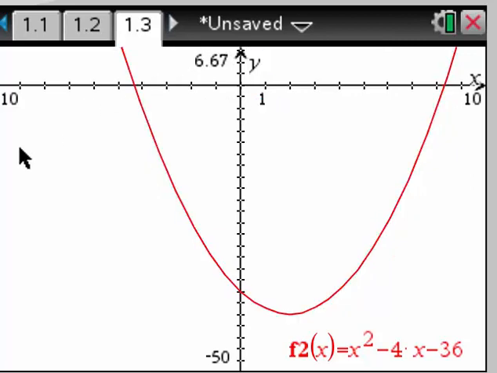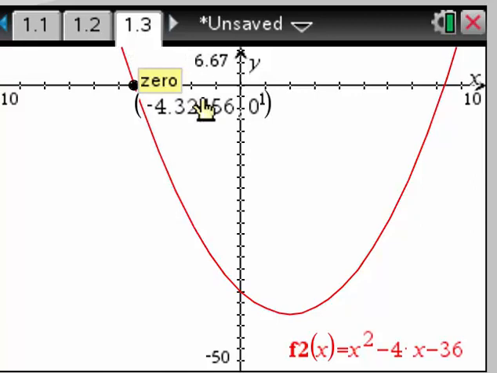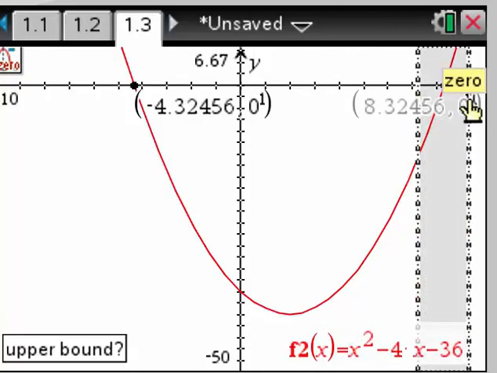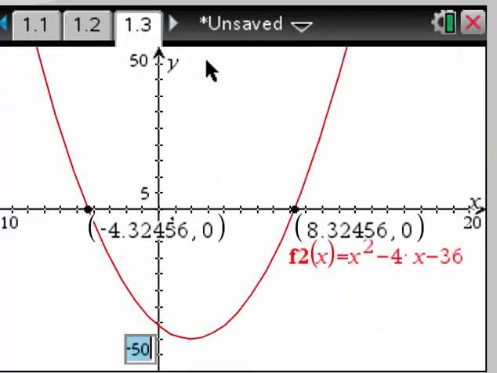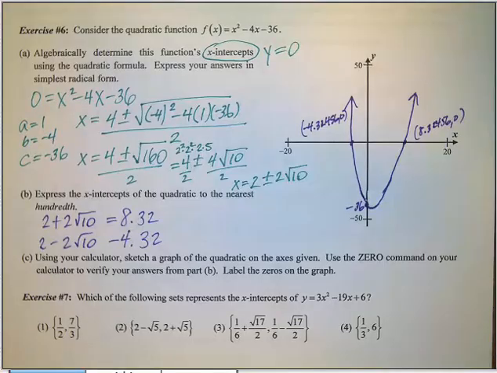I need to find these zeros, so menu, analyze graph, zero. Menu, analyze graph, zero. And then I need to get this onto my calculator. I should have changed the scale in here to match the one on the paper, so I need to change this to a 50, tab 20, tab negative 50, tab negative 20. Hit enter. So this is what needs to go on my paper, so pause the video and do so. And hopefully your answers look like this on your graph.